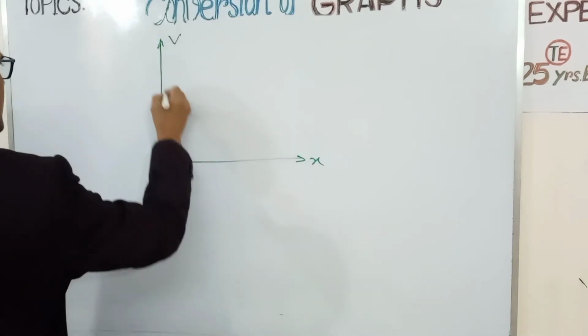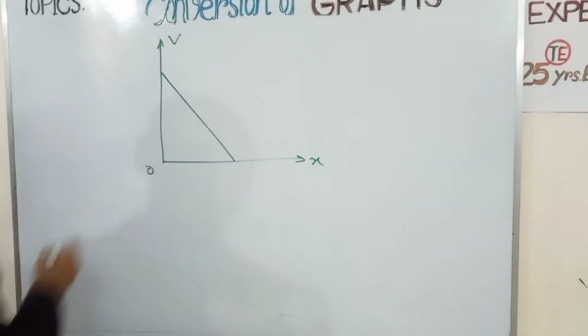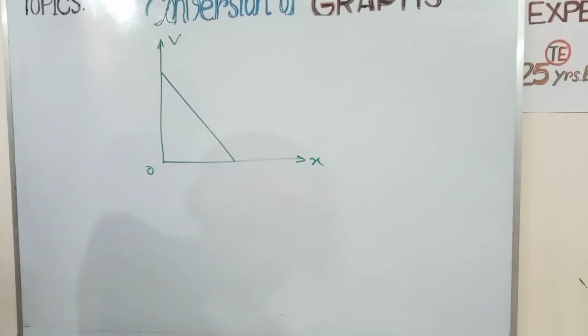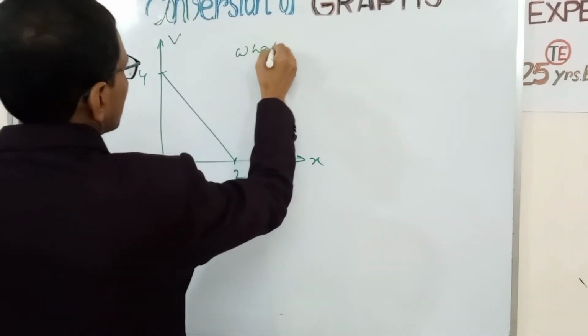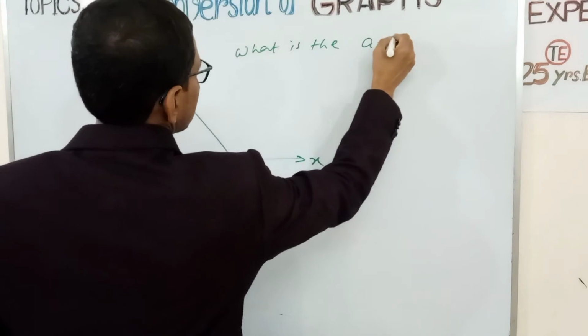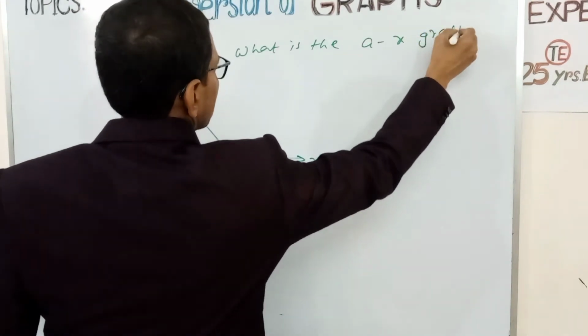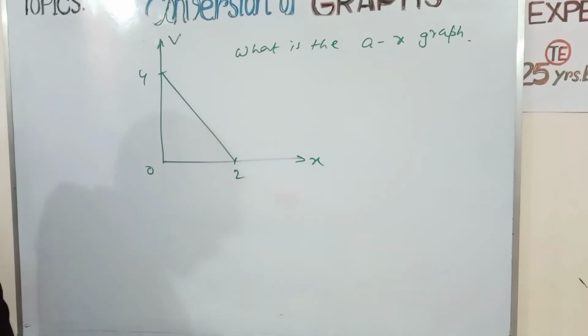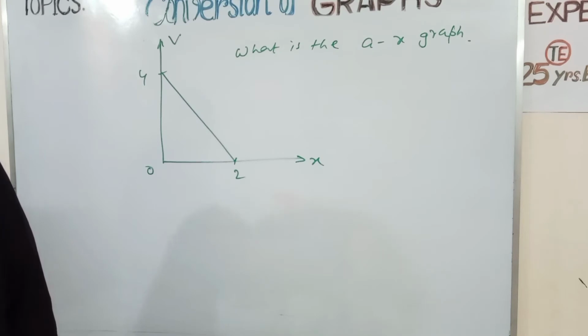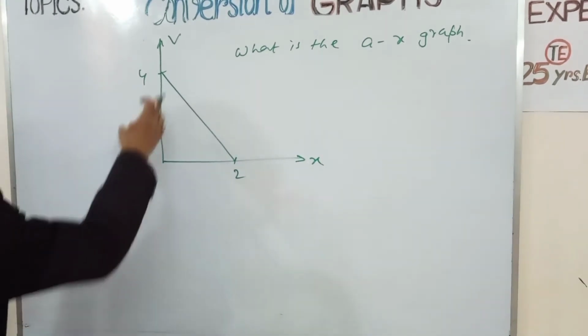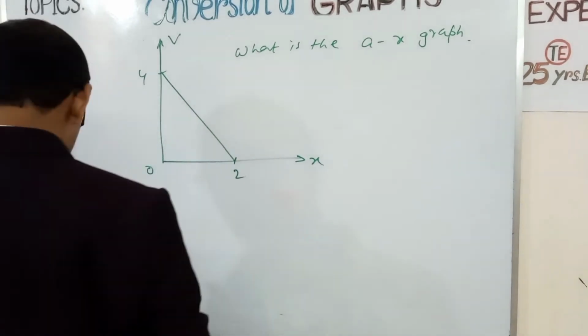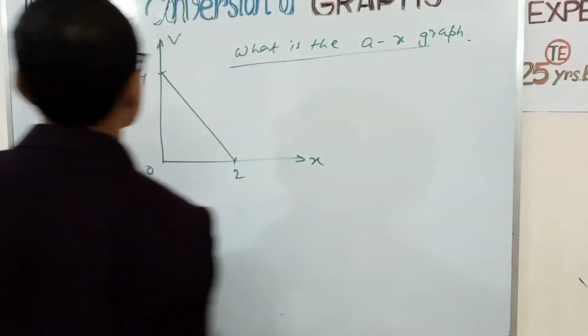Suppose this is x, this is v, a v versus x graph is given, this is the origin. Now suppose this is 2, 4. What is the a versus x graph of this equation? So first we find the equation of v with x. Now what is the equation?